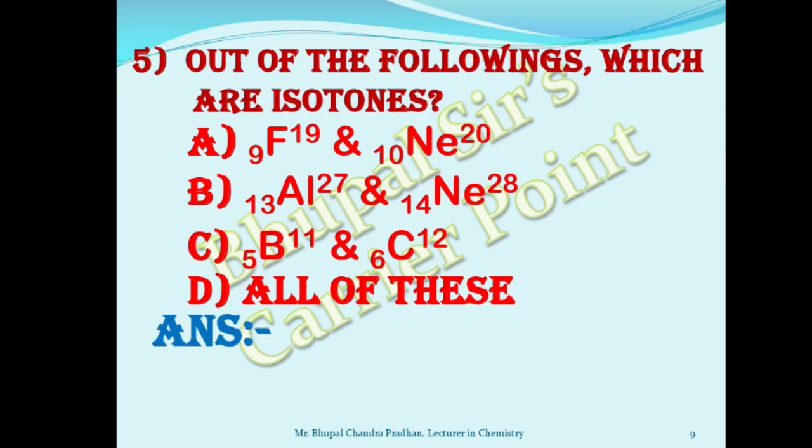Species having the same number of neutrons are called isotones. In case of option A, fluorine contains 10 neutrons as well as the neon also. In case of option B, aluminum contains 14 neutrons and the silicon.